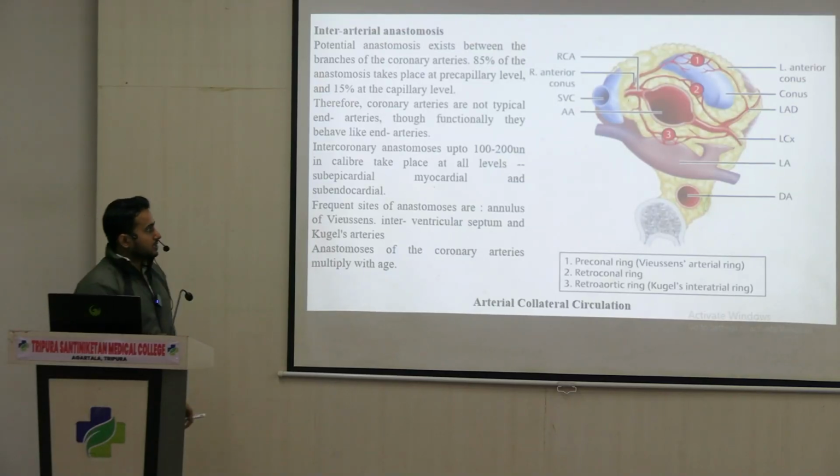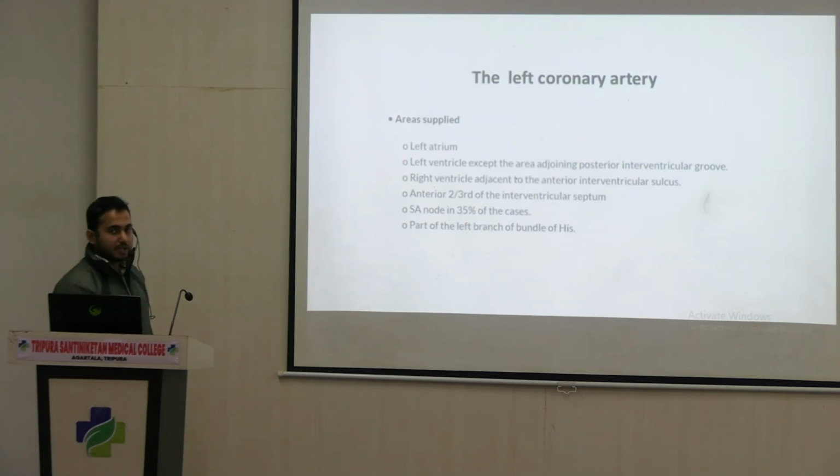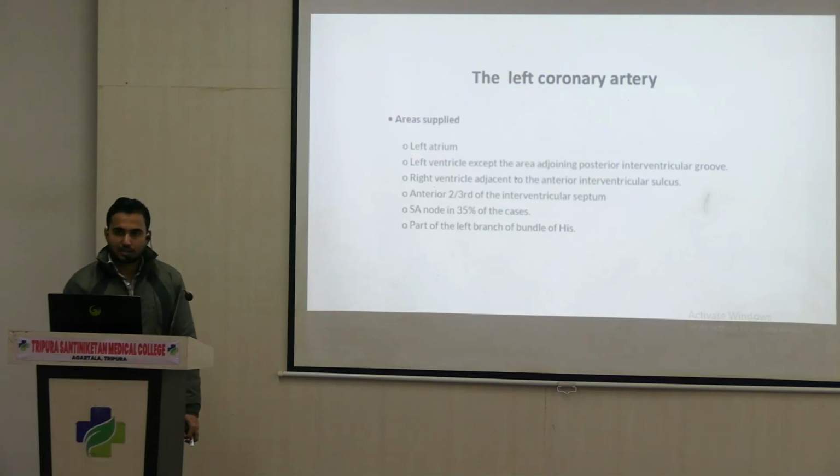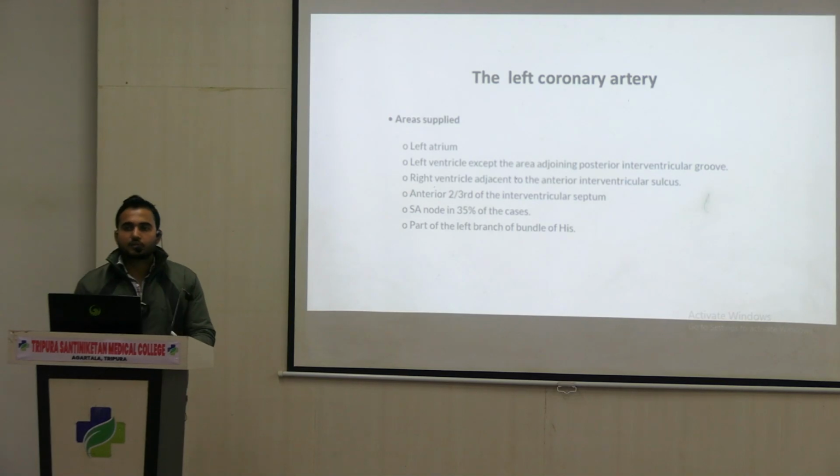Next, the area of supply for the left coronary artery. First of all, the entire left atrium is supplied by the left coronary artery. Then the left ventricle except the adjoining posterior interventricular groove. Next, the right ventricle, the area adjacent to the anterior interventricular groove or sulcus, is also supplied by the left coronary artery. Next, the SA node in 35% of the cases, and part of the left branch of the bundle of His, are also supplied by the left coronary artery.